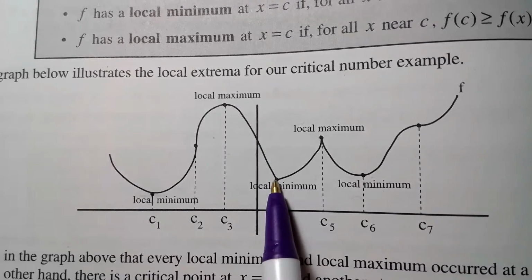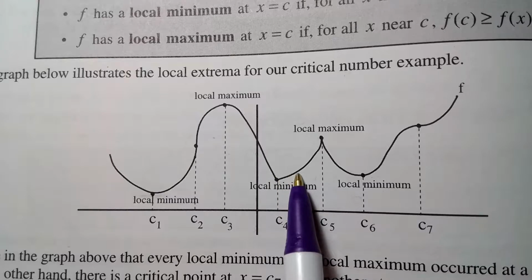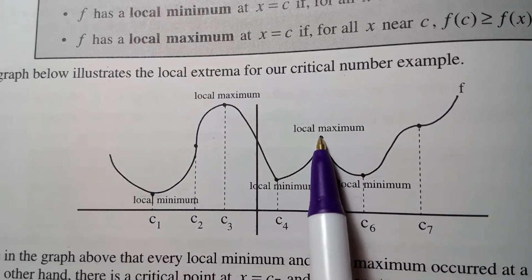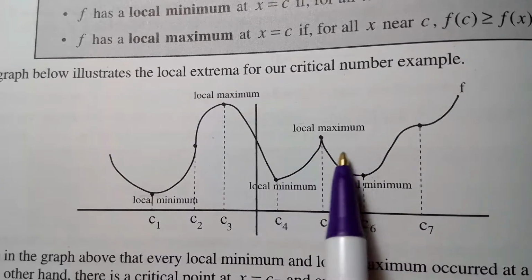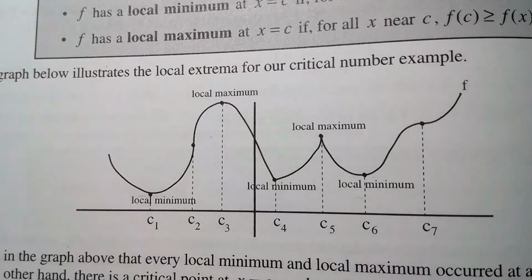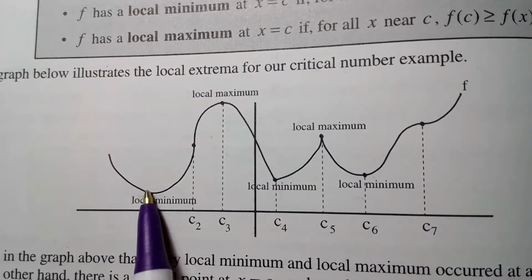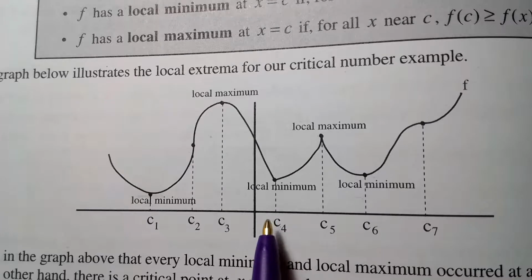Notice here at this sharp corner, the derivative doesn't exist, but this function has a local minimum at this point. Also at this cusp or sharp corner, it's a high point in this little interval, and so it's also a local maximum. So we've got 3 local minima and 2 local maxima at c1, c3, c4, c5, and c6.